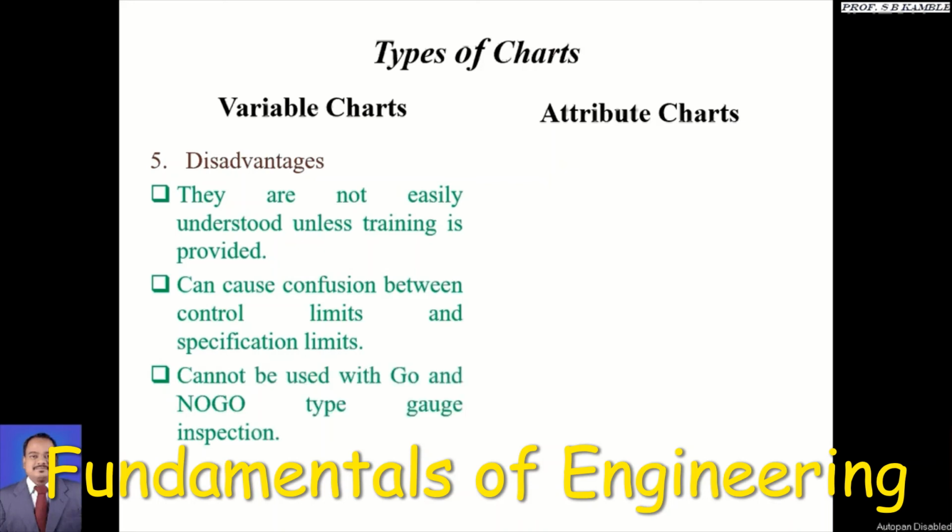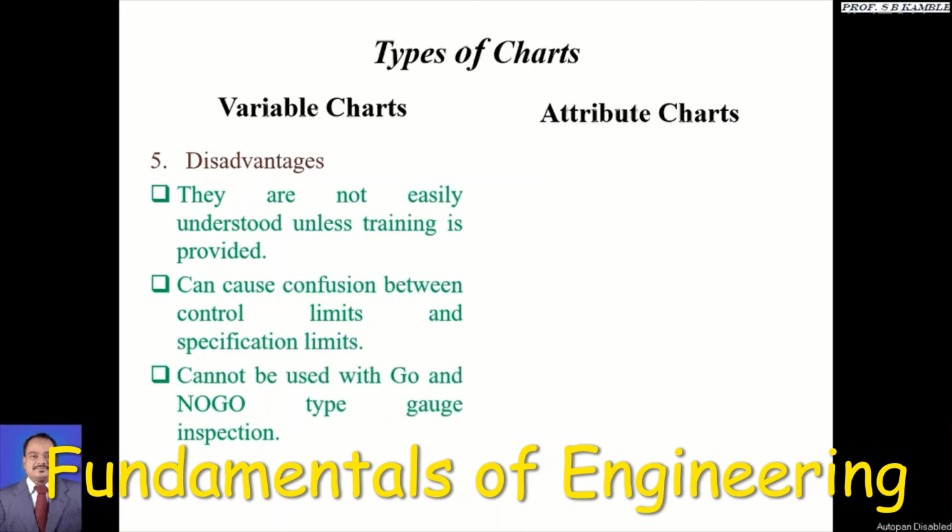And it cannot be used with go and no go gauge type inspection, because with a go and no go gauge we do not get the actual dimension. We cannot use a go and no go gauge because in variable charts we require variable data, that is continuous data. So it is not possible to use go and no go gauge type inspection in the variable charts.